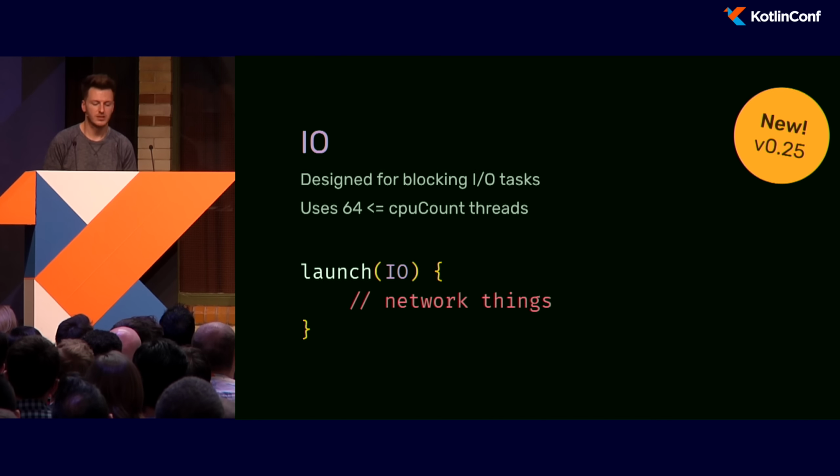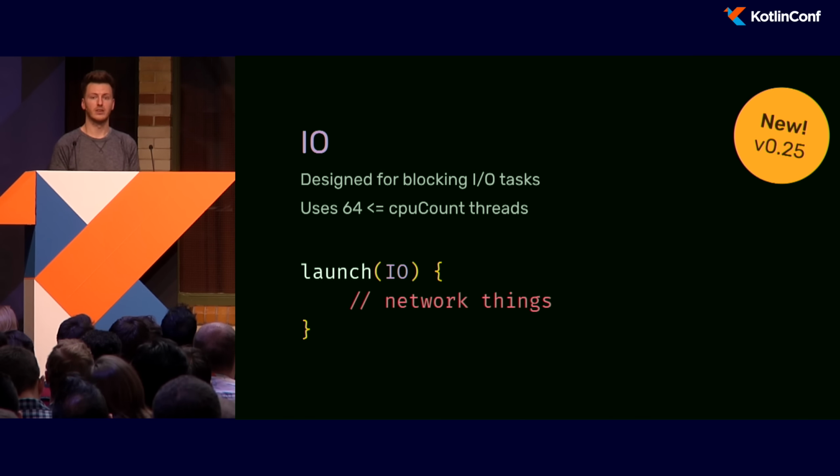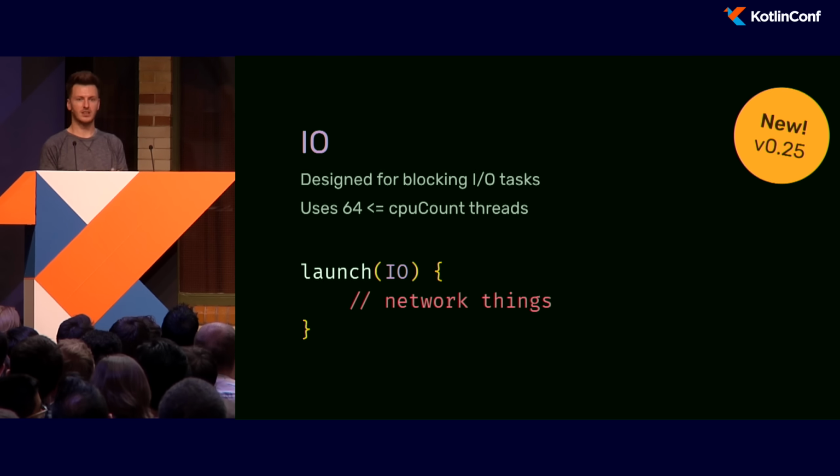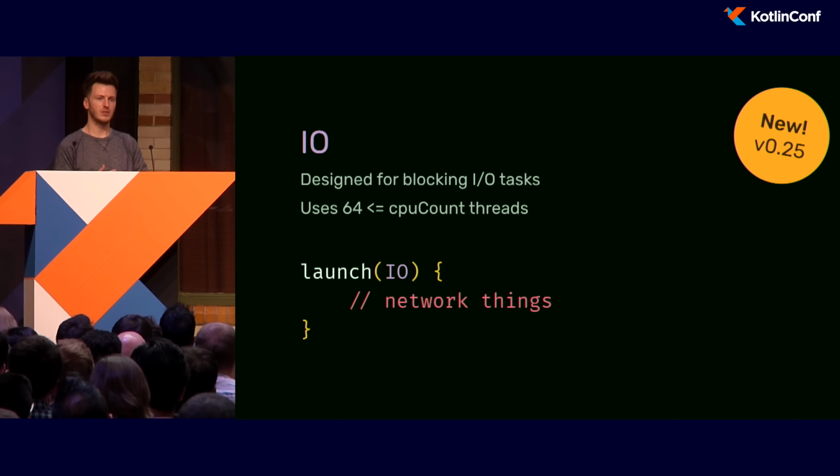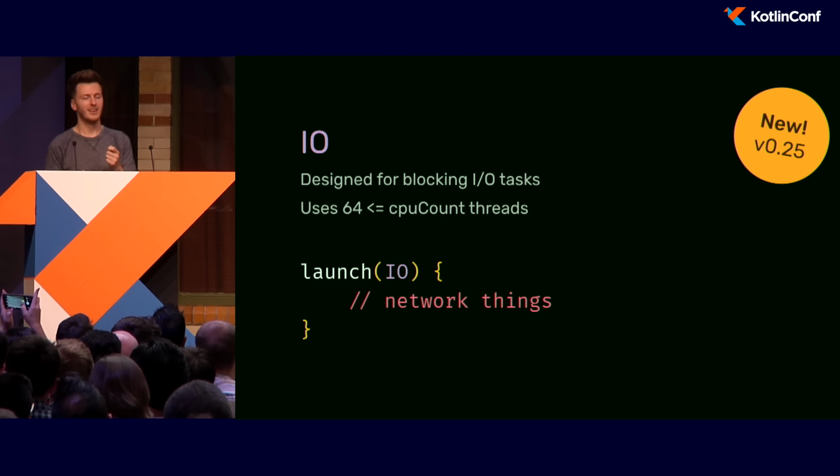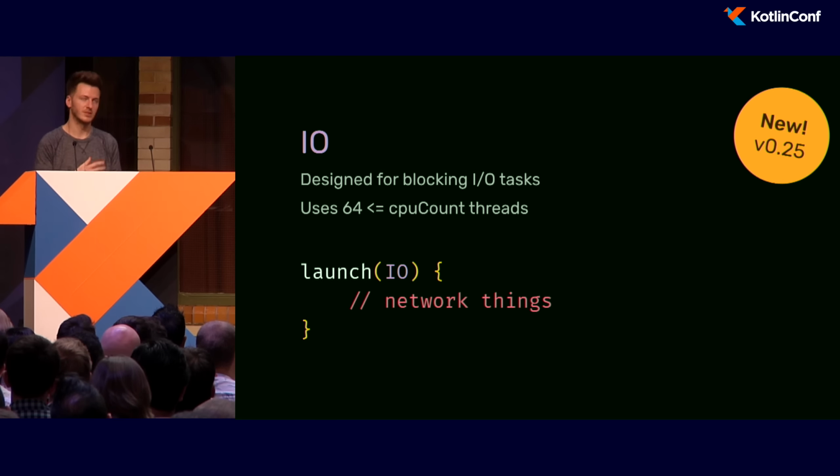As part of 0.25, a new dispatcher was added called I/O, and that's specifically designed for blocking I/O tasks. So this is the one which Android developers really should be caring about, because a lot of the time you're going to be doing network, disk, all that kind of stuff. So this is the one where you should be using quite a lot. And instead of using CPU count, it has a minimum parallelism of 64. So you can have up to 64 things running at a time. You might think that sounds like a lot, but when you think of things like loading images in a grid or, I don't know, whatever it is, that's a good number.